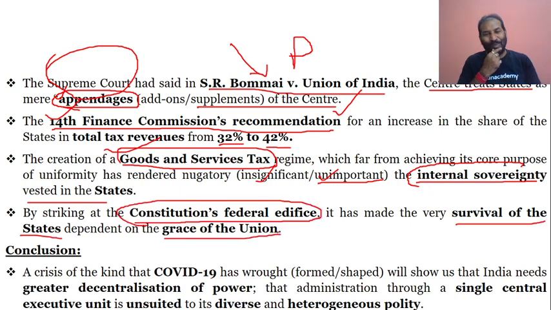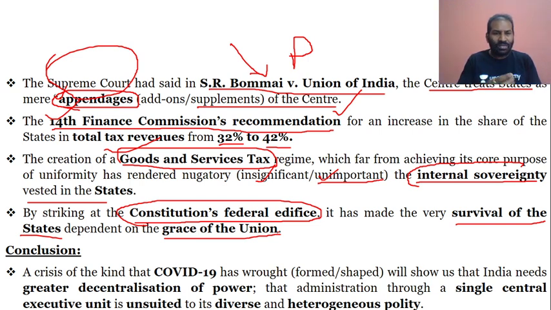This is very, very important, and this could be a question again because of the situation the states and the centre are facing on the backdrop of the COVID-19 pandemic. You could be given this statement or a similar statement and then asked to comment, explain or discuss.